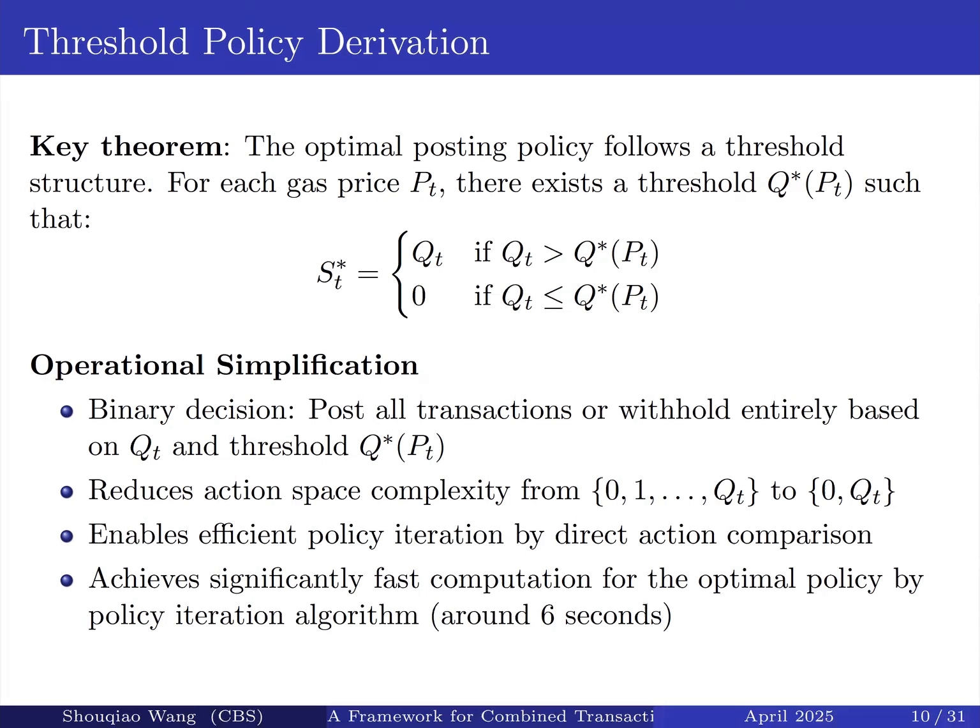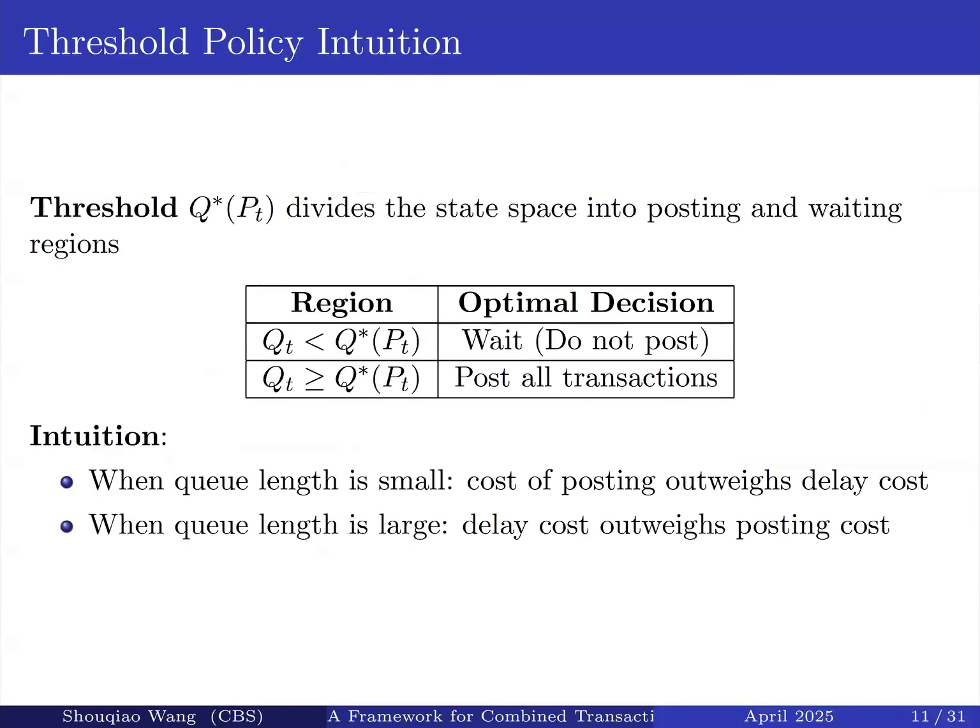It allows us to compute the optimal policy in about 6 seconds using policy iteration, even across a wide range of Q length and gas price. This makes it practical to deploy the model in near real-time environments, such as roll-up sequencers operating under volatile L1 conditions. The intuition is straightforward. When Q is small, the cost of posting outweighs the delay cost. When the Q is large, the delay cost outweighs the posting cost.